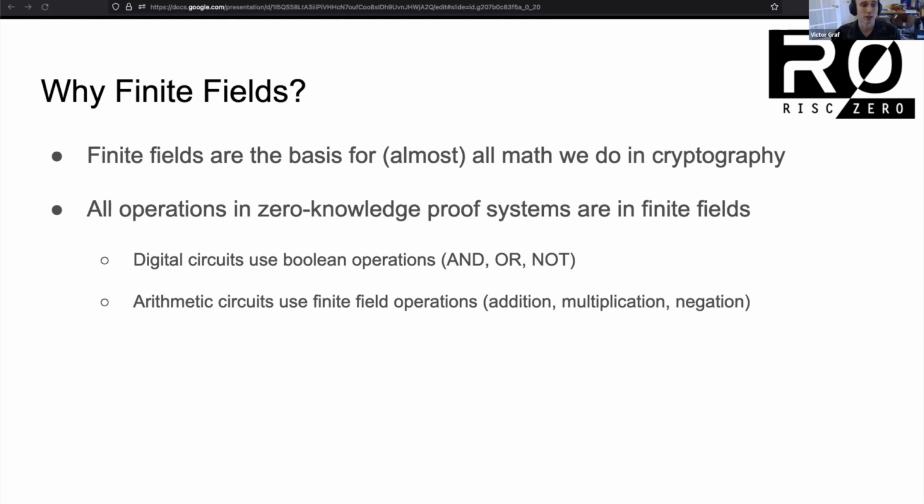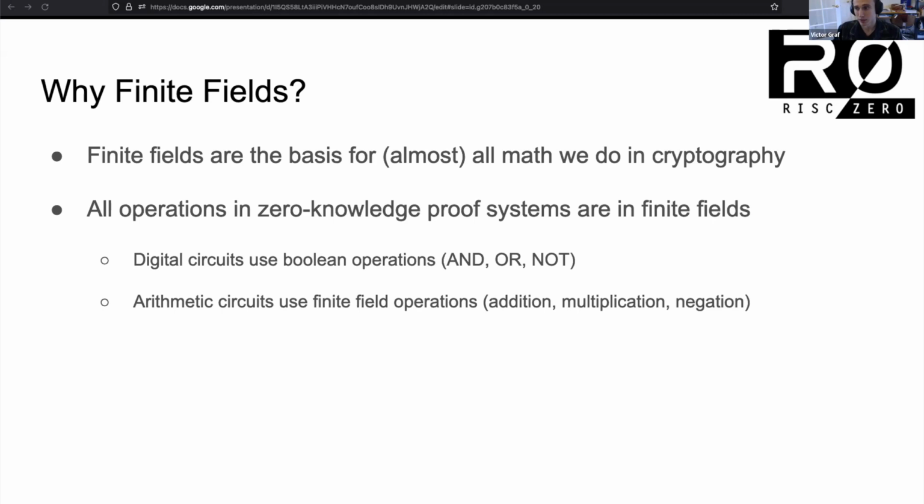This is especially true in our particular subfield of zero knowledge proofs, where the computation side is generally defined as arithmetic circuits. Similar to how in digital circuits the basic operations are AND, OR, NOT, in arithmetic circuits our basic operations are addition, multiplication, and negation. And so the finite field operations define the basic language of how we actually put together programs inside of zero knowledge proofs.